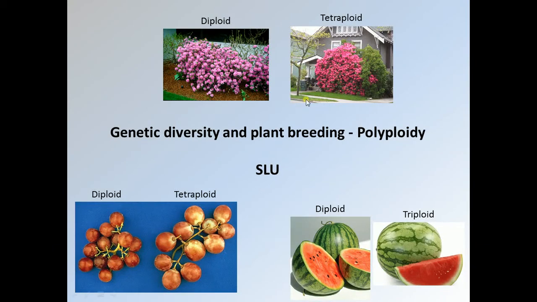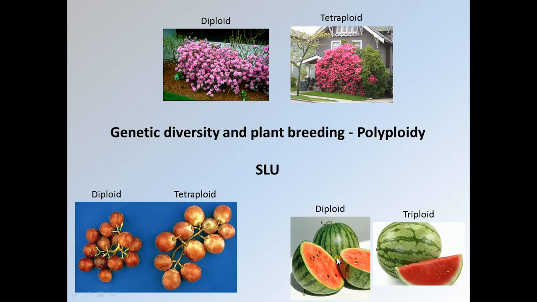So let's begin. Here are some examples of polyploids, ornamental flower for example, and you can see already that the tetraploid is much bigger than the diploid, and this is actually a main trait that is looked for in polyploids by breeders. The same applies here to grape. You can have a diploid versus a tetraploid, and also watermelon. Diploid is a bit bigger than triploid.